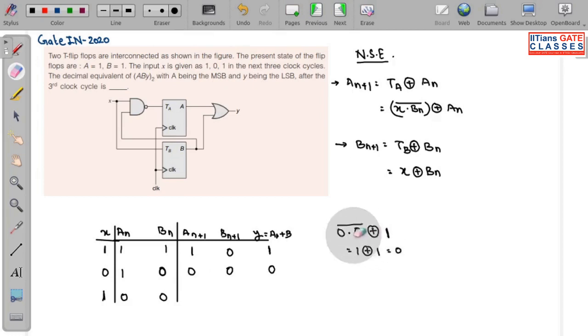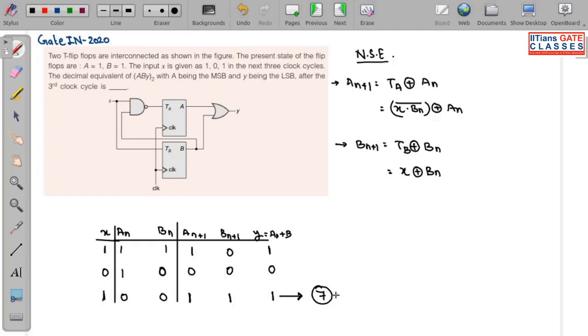So now let me calculate A(n+1). It is X into Bn, Bn is 0, whole complement is 1, XOR with An, that is 0, so this will be 1. What is Bn? Bn is X XOR Bn, so it will be 1, and 1 OR with 1 is always 1. So you can see we have to give the equivalent decimal of this binary count. Okay, so what is this?